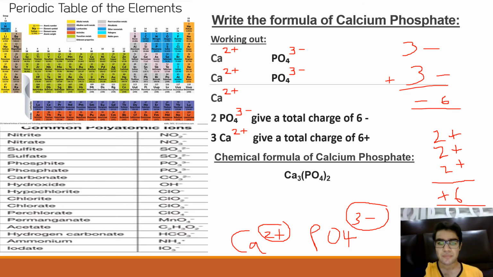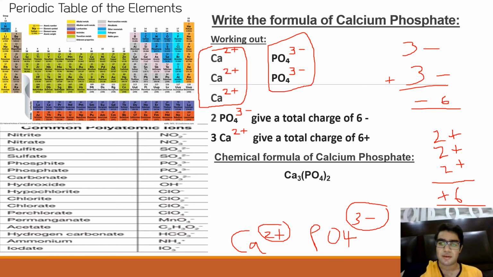Okay. So just see here, I have 3 calciums and I have 2 phosphates, because 3 minus times 2 is minus 6, and 2 plus times 3 is plus 6. So these balance out. So we have 2 PO4s give a total charge of 6 minus, and 3 calciums give a total charge of 6 plus. So for the chemical formula of calcium phosphate, we have 3 calciums, that would be Ca3.